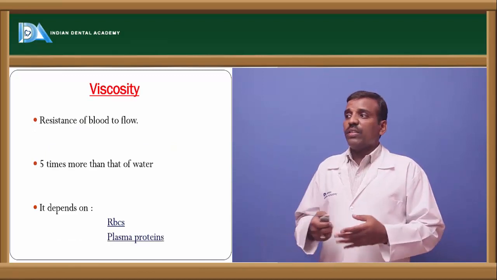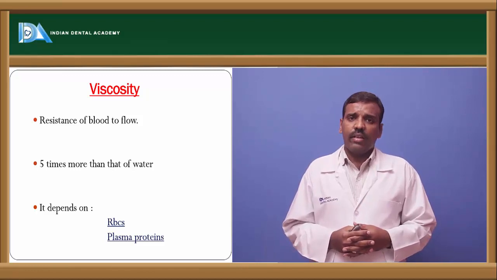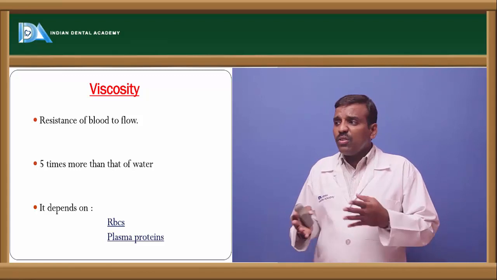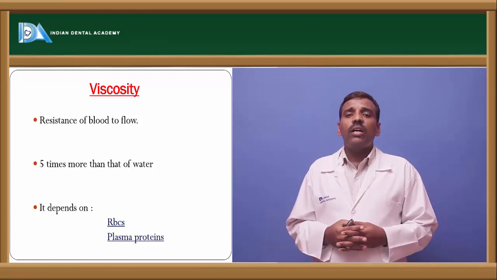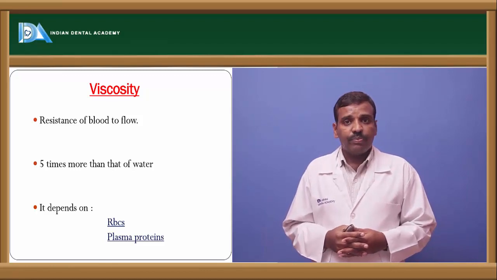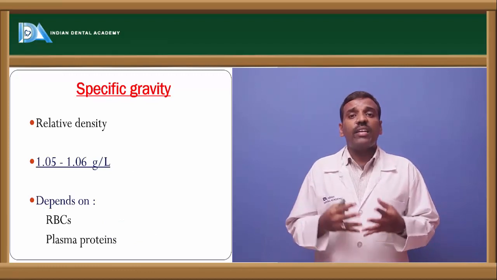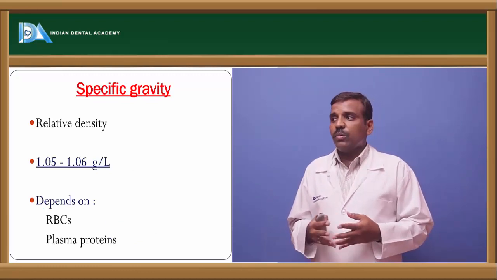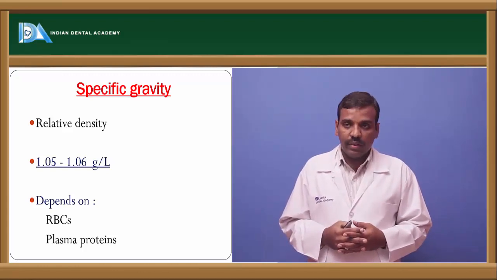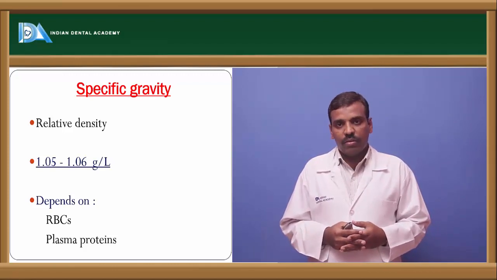And next is viscosity. Viscosity is nothing but density or thickness. This is 5 times more than water. This viscosity mainly depends upon components like the RBCs and the plasma proteins present in the blood. And next is the specific gravity. Specific gravity is relative density. It is about 1.05 to 1.06, and it also depends upon the RBCs and the plasma protein levels.